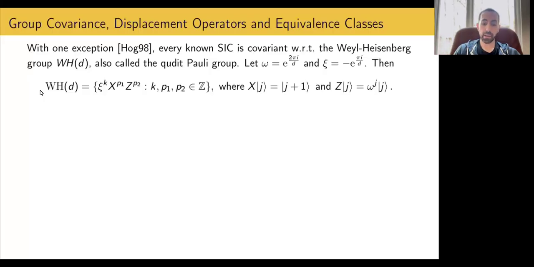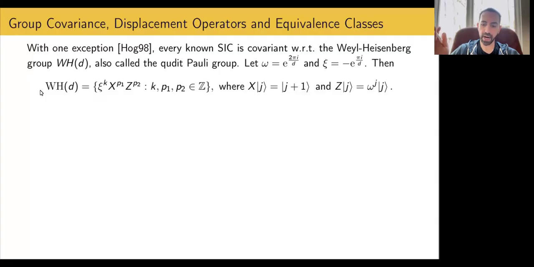With exactly one exception, every known SIC is covariant with respect to the Weil-Heisenberg group, which I'll denote WH of d. This is sometimes called the qudit Pauli group. It's just the d-dimensional clock and shift matrices. So I introduce a d-th root of unity omega, and I'll also introduce this constant xi, which is minus the square root of omega, okay? And then I can generate this group by this central element here, and then shifts and phases, X and Z.